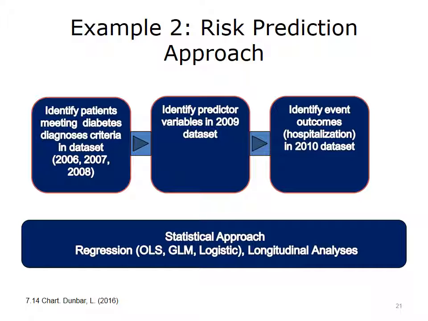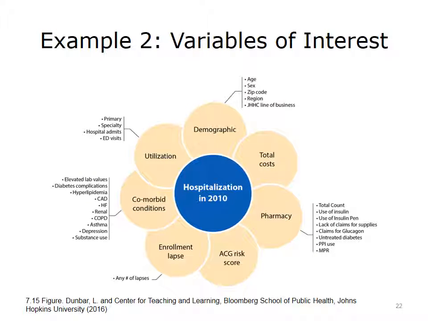Here, predictor variables were identified in their 2009 dataset. This chart identifies variables of interest. The first categorization is that of demographic variables: age, sex, zip code, region of the state, the Johns Hopkins healthcare line of business or insurance product. In other words, was this a commercially insured patient with diabetes? Was it a Medicaid patient with diabetes? A Medicare patient with diabetes? One of our predictors was total costs of care.